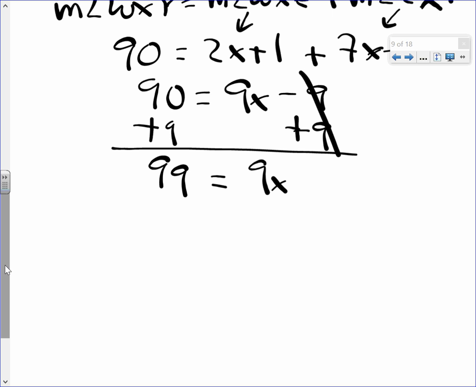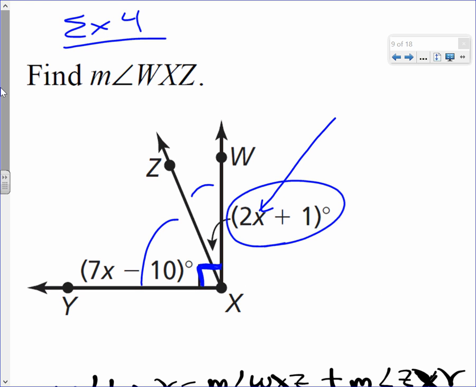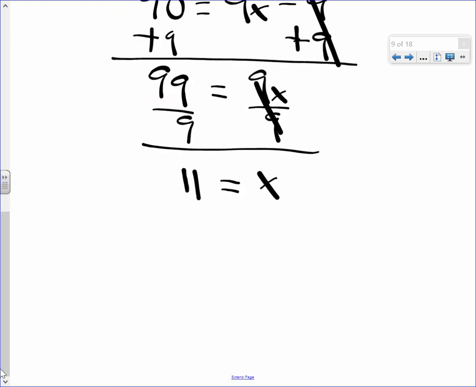Questions so far? Good. Divide by 9. X is 11. Let's not get all happy though. Let's look at the mission. What was the mission? Here's the mission: find this angle. We found x is 11.